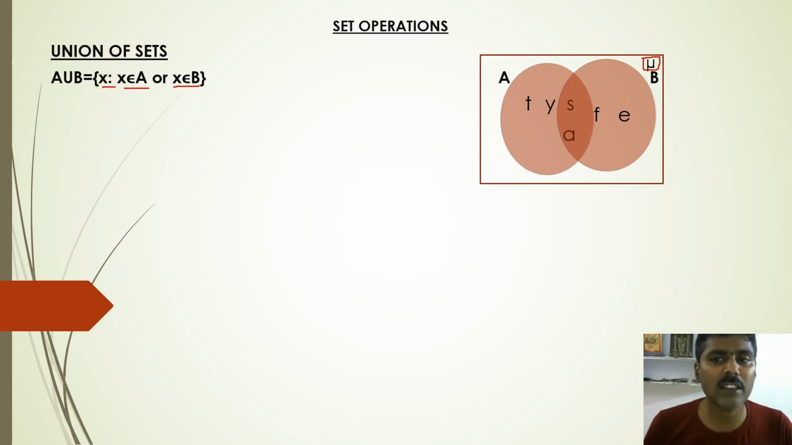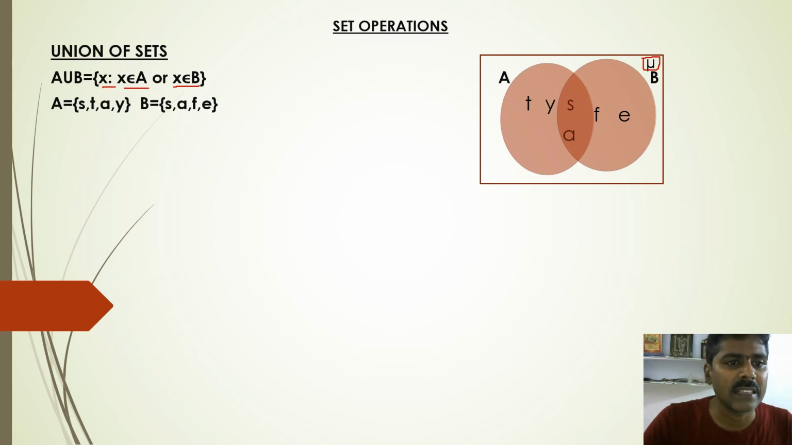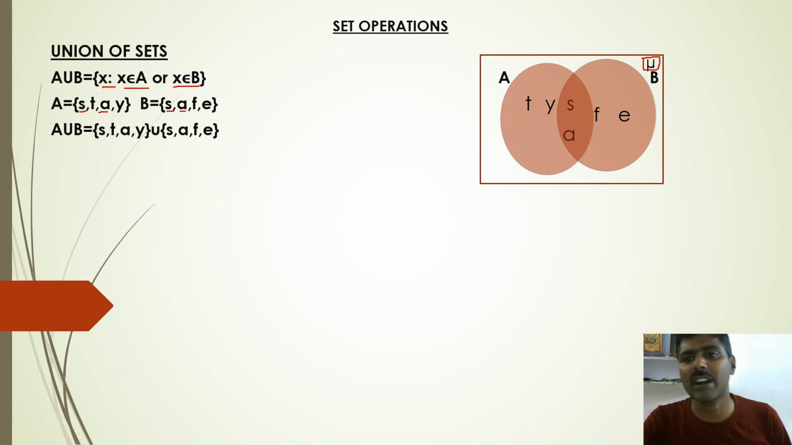Now, I have taken two sets: set A is equal to STAY containing these elements, and set B contains the elements SAFE. If you observe this, you have two letters in common, S and A. That's why while drawing the Venn diagram, you have to take care that S and A should be in the common area and the remaining letters should be separate. So the remaining two letters for A are T and Y, and for B are F and E.